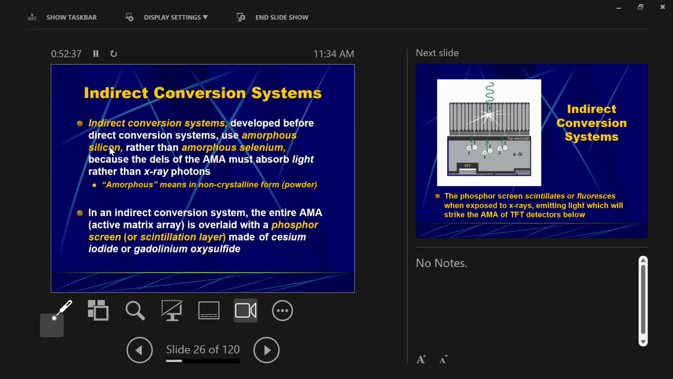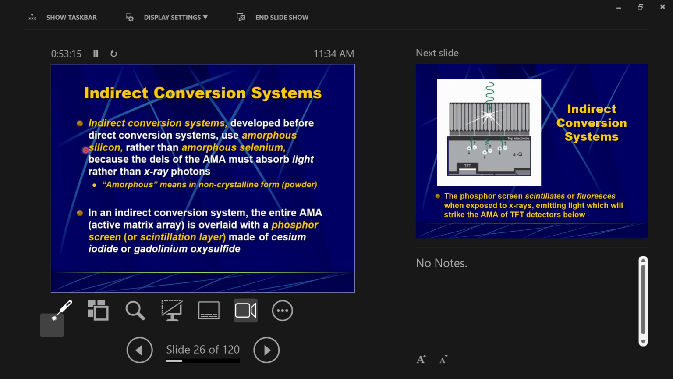Okay, so what I just explained was DR, direct radiography, or direct DR. I know there are a lot of terms going around right now, but direct DR means X-rays converted directly to electricity. Indirect DR, you have X-rays get converted to visible light, which converts to electric current. It's one extra step. So here we go, indirect. Developed before direct systems were invented and uses silicon.